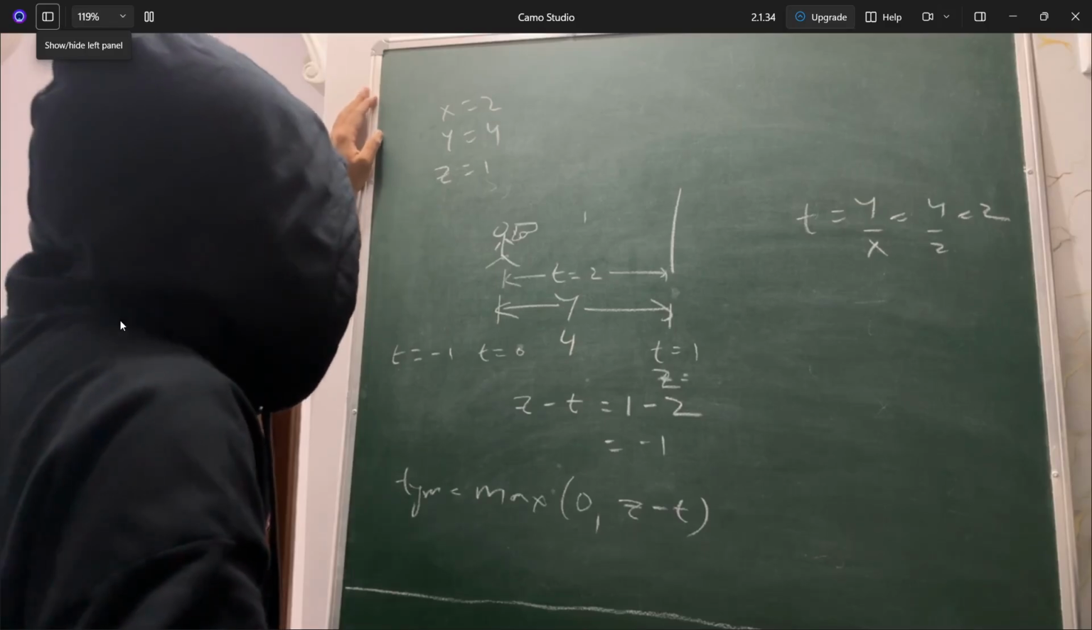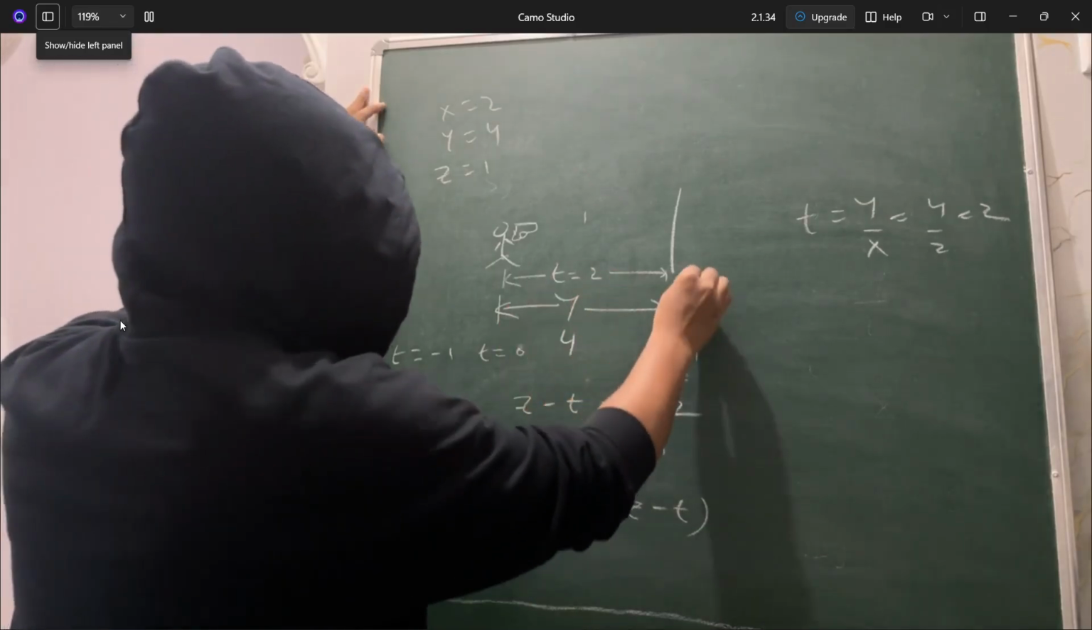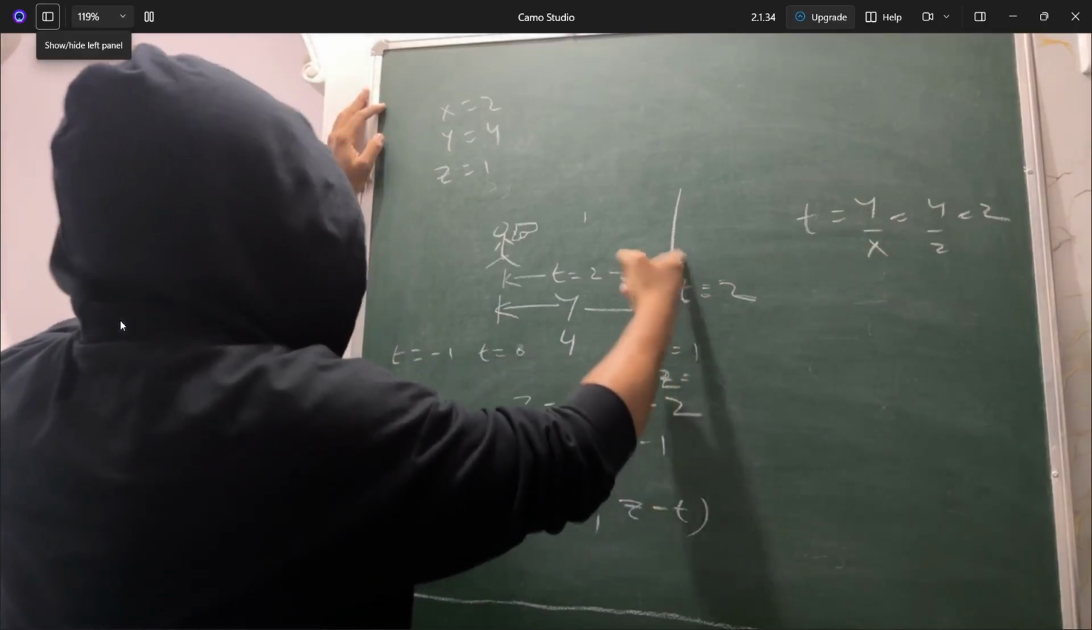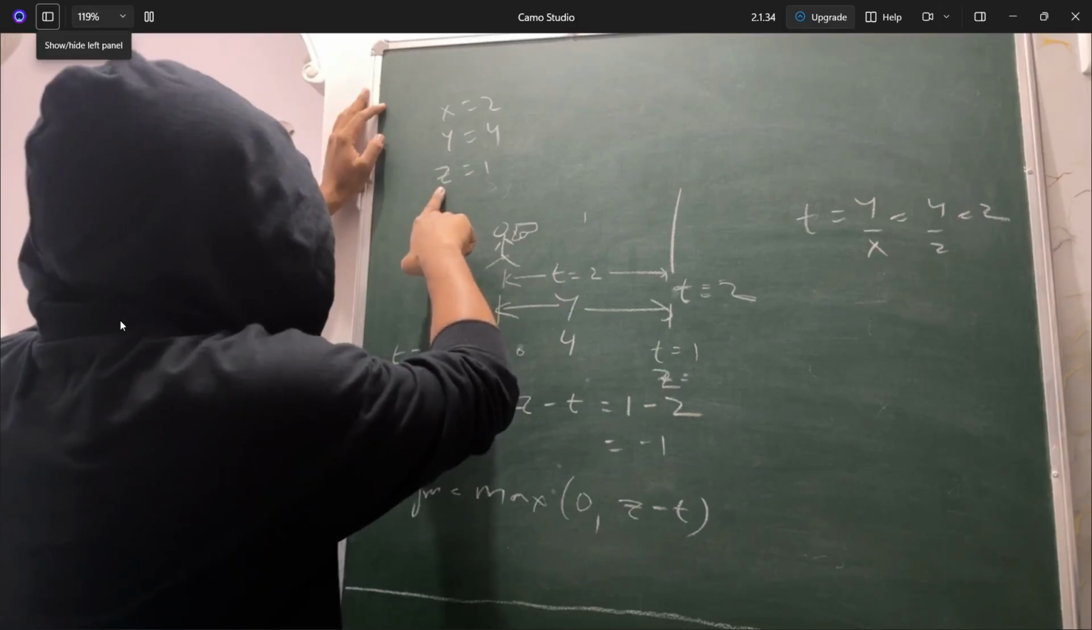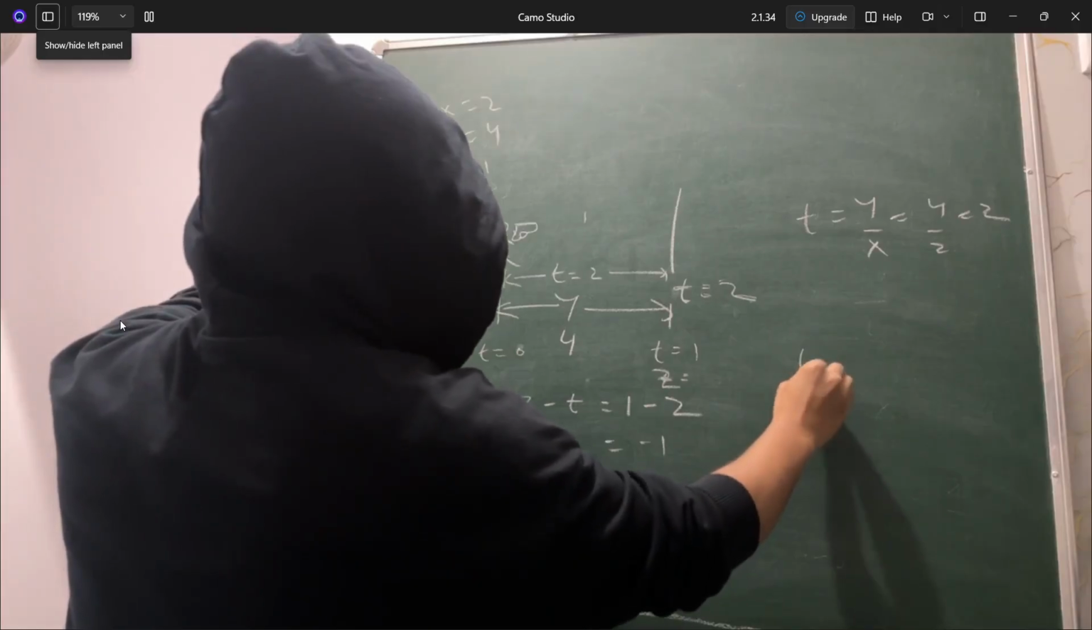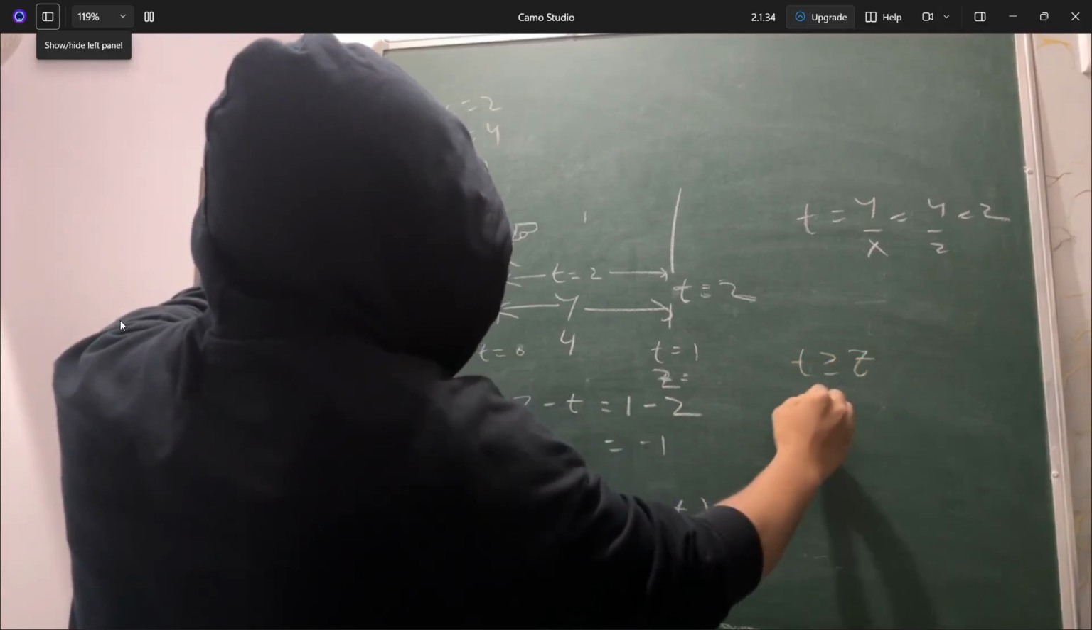When you shoot the gun, it will take 2 seconds to reach, right? From the formula, we are reaching at 2 seconds. But the time that Zuma said has to be greater than or equal to z. So this 2, the time we are getting, is obviously greater than or equal to z. It's true, right? 2 is greater than or equal to 1.